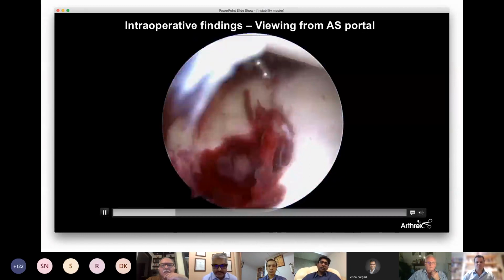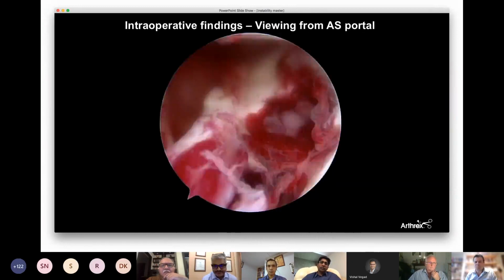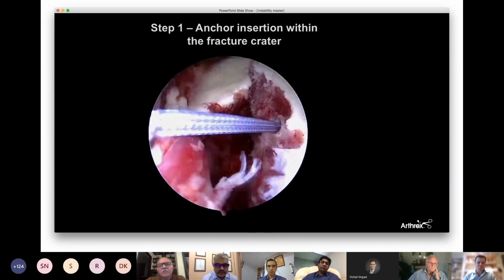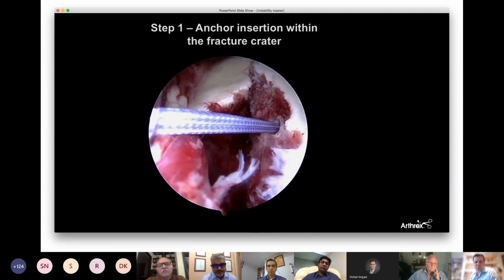For those who are not aware of the Millett technique, the first thing that needs to be done is to clear the fracture hematoma, and then find a good angle of attack for the crater of the fracture. So you're going into the subchondral bone, the cancellous bone. I prefer to use a biocomposite anchor so that no foreign body stays within the bone. The next step, next slide, please.